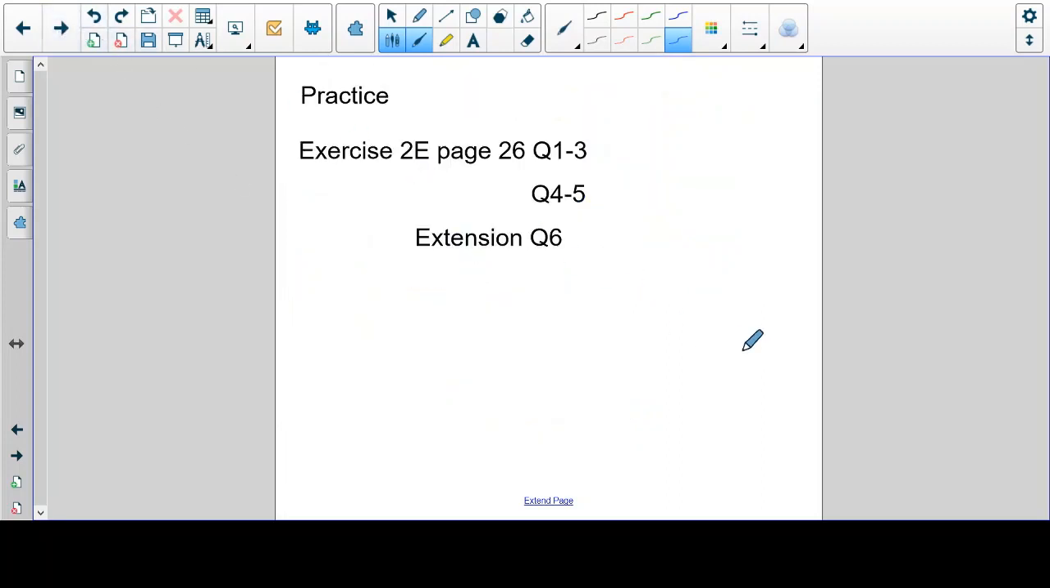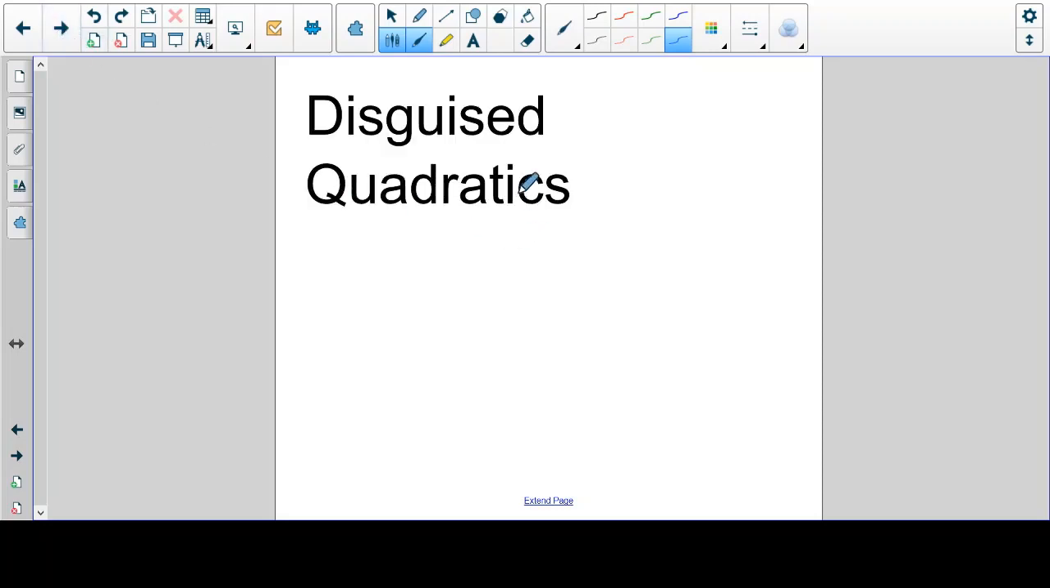That's it for function examples. If you have a go at these questions from the exercise in the textbook, and move on when you're ready onto the next section, which is what we call disguised quadratics.